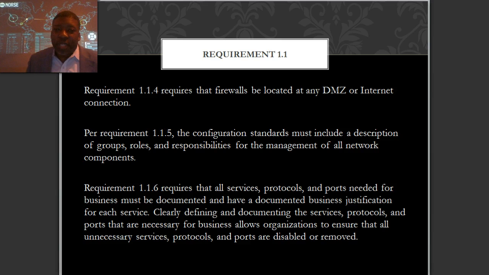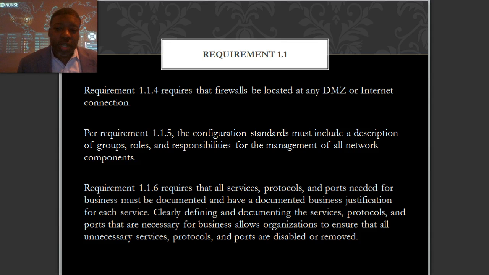In many instances, compromises usually happen due to unused or insecure services and ports. So you want to make sure that your configuration standards include a description for the groups and roles of people responsible for those ports. I just wanted to make sure that I threw that in there. All right, that leads us to 1.6.